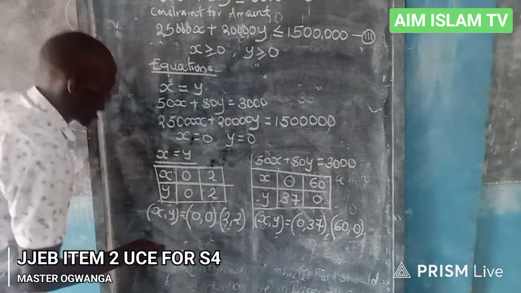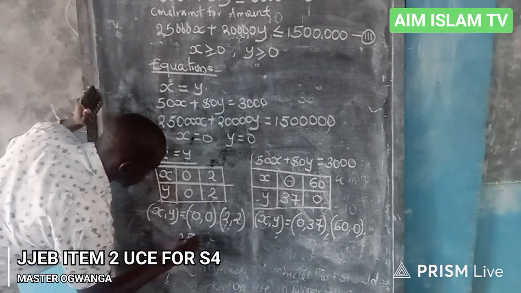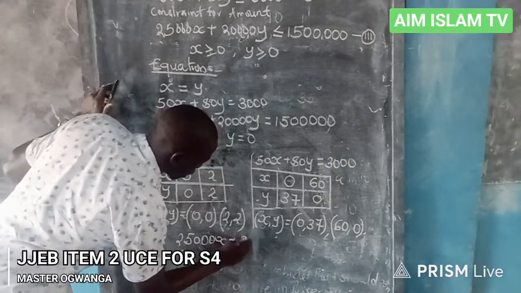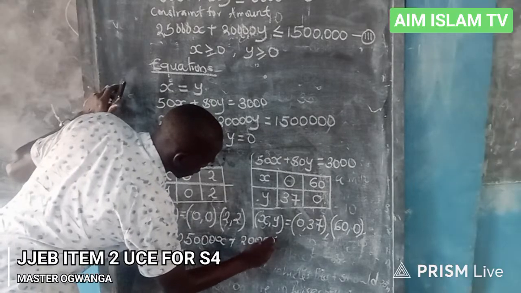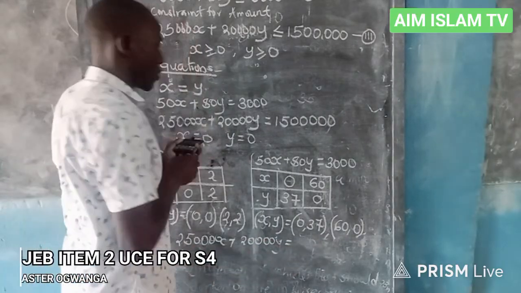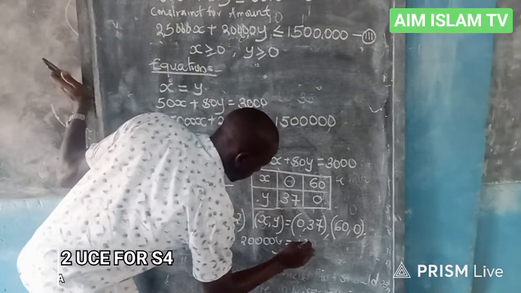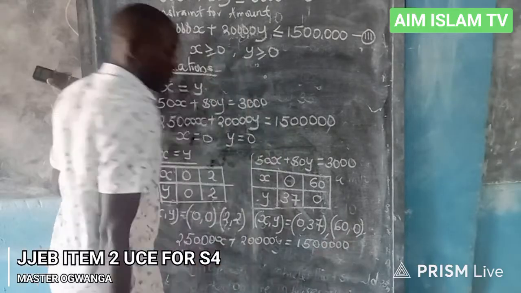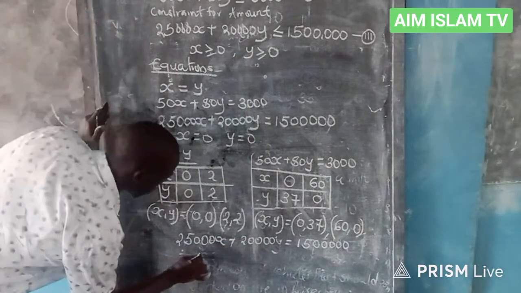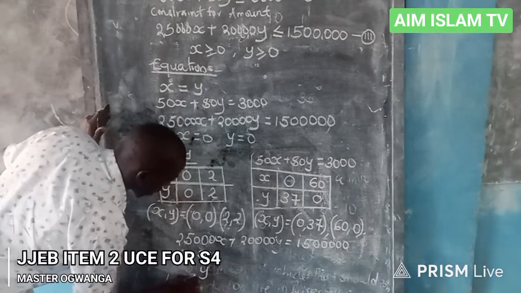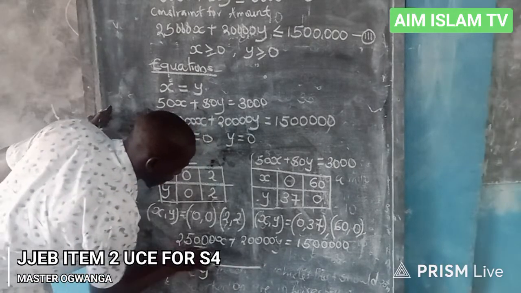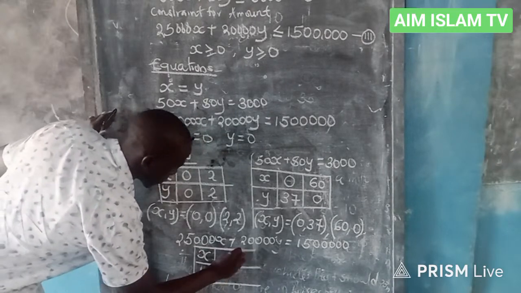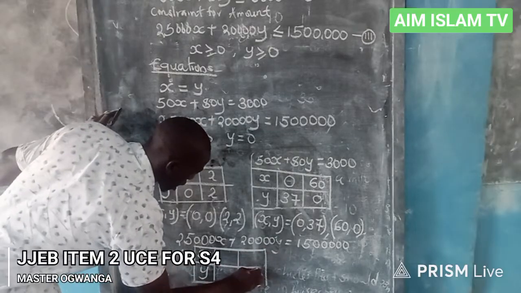Our third line is given as 25,000x plus 20,000y equals 1,500,000. We have x and we have our y at the same point, so I'm going to use the same approach.